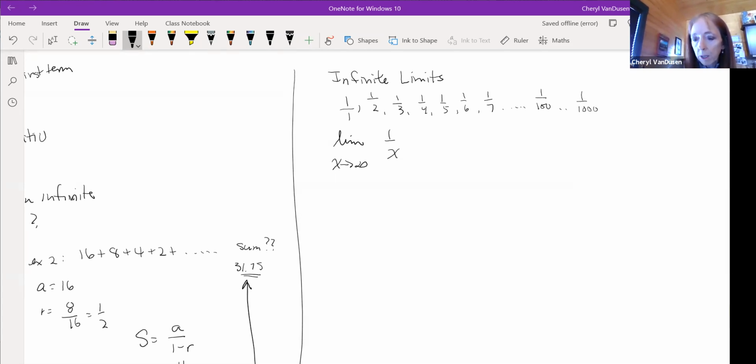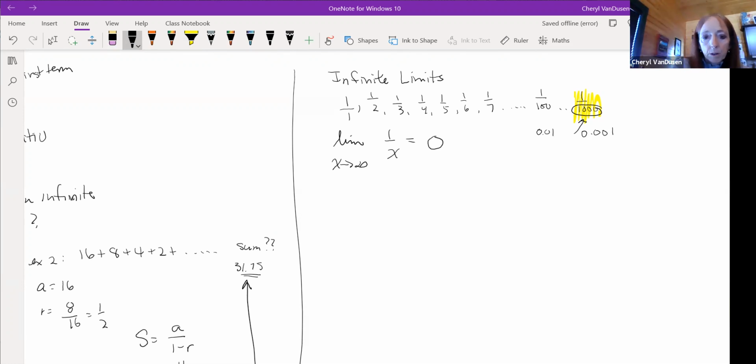As this number in the bottom grows, the overall value approaches 0. I don't know how far our calculator would go, but 1 divided by 100 gives you 0.01. 1 divided by 1,000 is 0.001, right? So this number is getting closer and closer to 0. So we say that the limit as x approaches infinity of 1/x is 0.